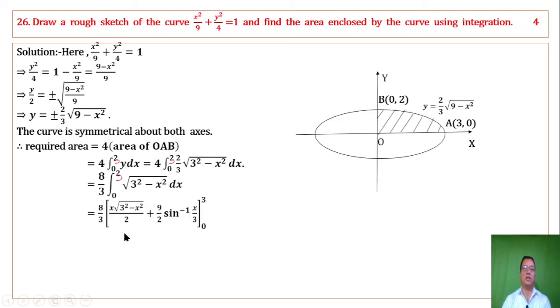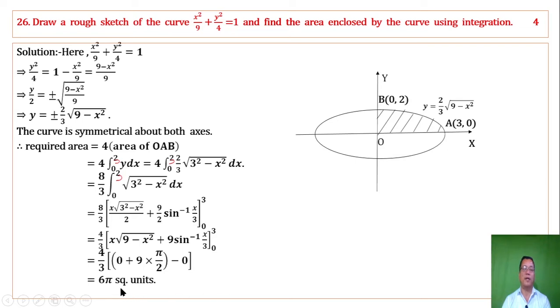And whose integral is this? Put upper limit 3, x replaced by 3, we get this, and put x equal to 0, we get this. Simplify, we get 6 pi square units.